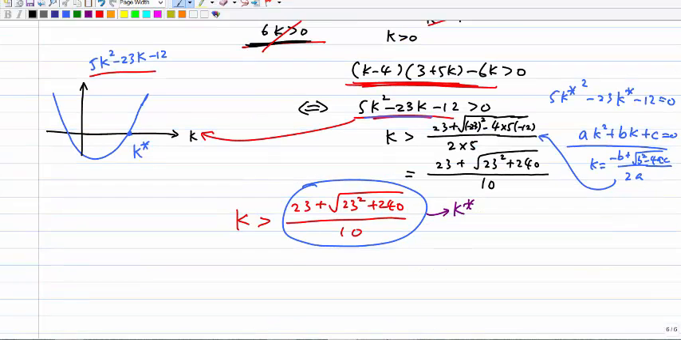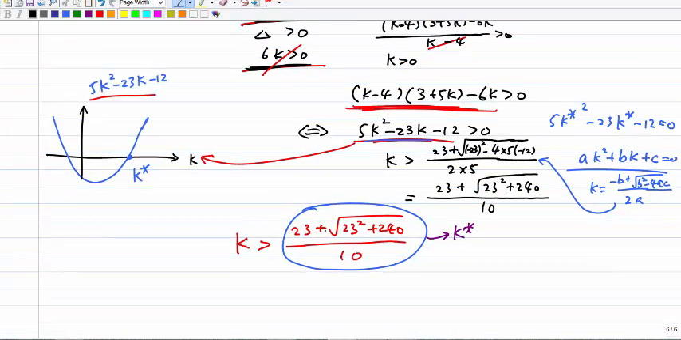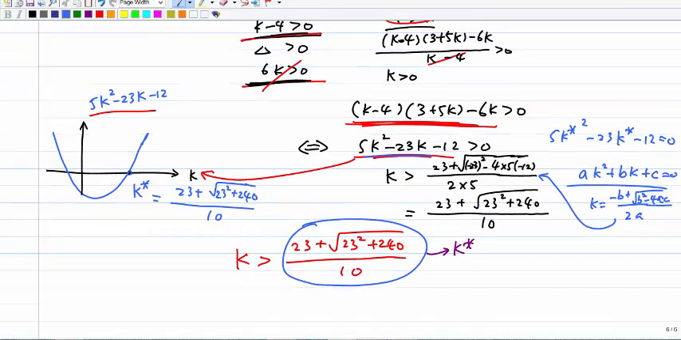So if my k is greater than 23 plus square root of 23 squared plus 240, divided by 10, then my value will become positive. This is exactly what this value is. You can write it down over here. So this is 23 plus square root of 23 squared plus 240, divided by 10. So that's the k star value. As long as k is greater than that, the system is stable. So this is all about the review, the final review, all the solutions to the final review.